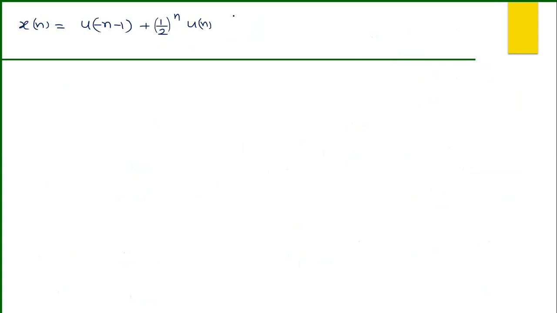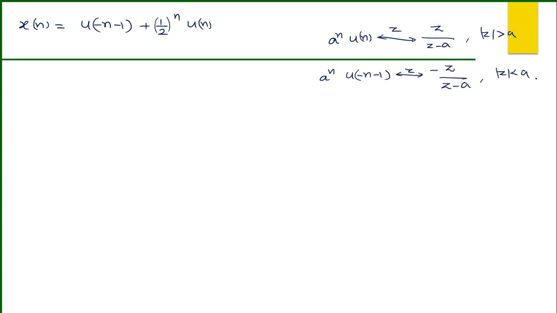Now one thing you need to understand: there are two standard signals. One is a power n u of n, whose Z transform is z by z minus a, where mod z is greater than a. A power n u of minus n minus 1 is a left-sided signal, whose Z transform is minus z by z minus a, where mod z is less than a. Now for the first term, u of minus n minus 1, the a value is 1. Let a equal 1. Then 1 power n is 1, and the Z transform of u of minus n minus 1 is minus z by z minus 1.